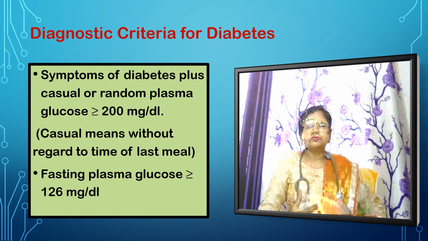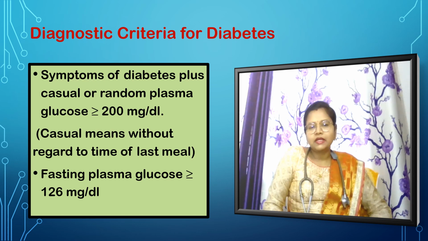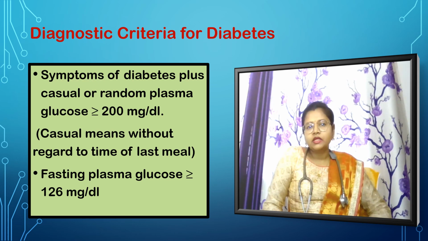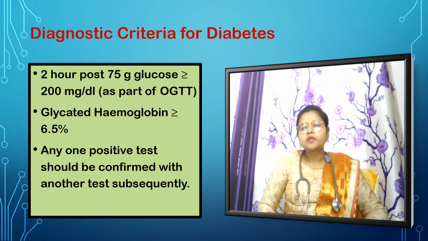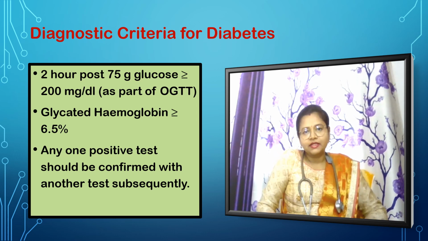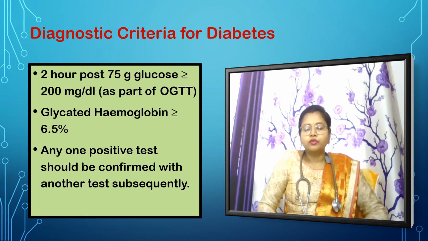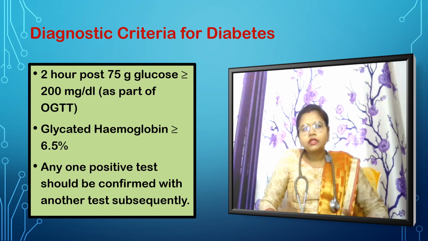Diagnostic criteria for diabetes mellitus are symptoms of diabetes mellitus plus random blood sugar or RBS more than or equal to 200 mg per deciliter, and fasting blood sugar more than or equal to 126 mg per deciliter. Along with these, postprandial OGTT should be more than or equal to 200 mg per deciliter, and glycated hemoglobin should be more than or equal to 6.5%. If any test is positive, then it should be further confirmed by another test subsequently.